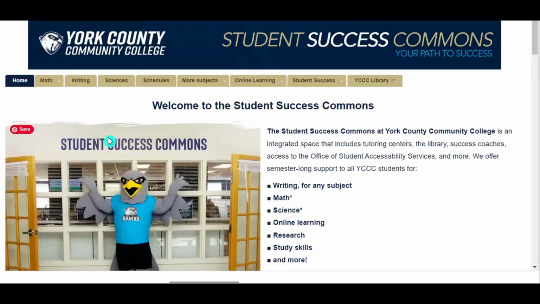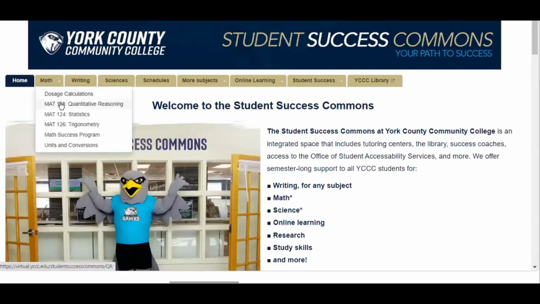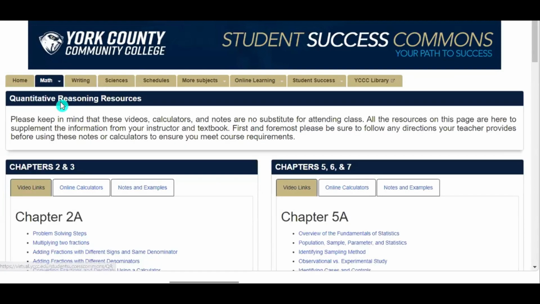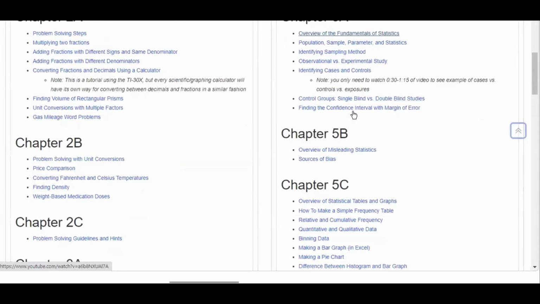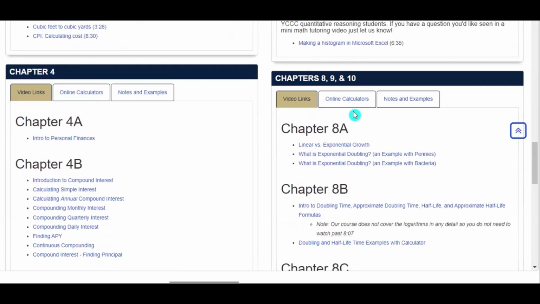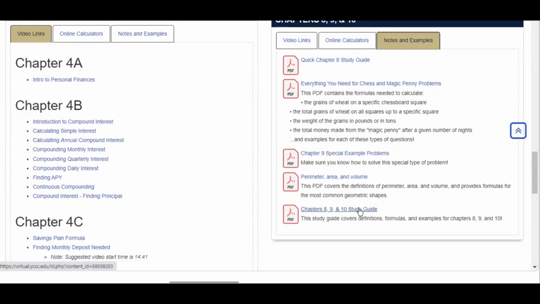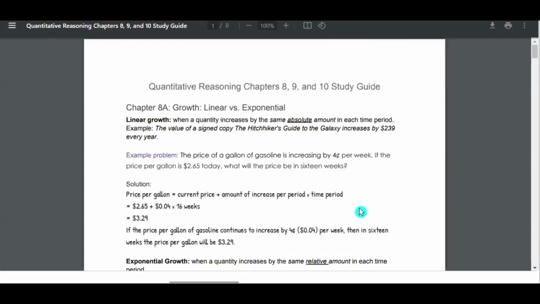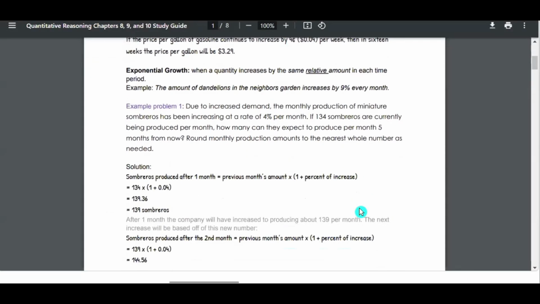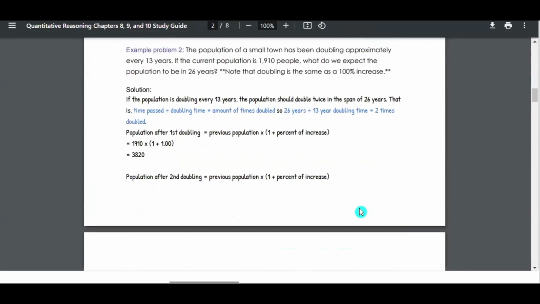the validity of the model. So what I'm going to do is open up the notes for Chapter 9 for quantitative reasoning. You can find those on the SSC's website, and the Chapters 8, 9, and 10 notes and examples. And Chapter 9 starts talking about linear functions, which is what we're asked to find here. So let's go find that in the notes.